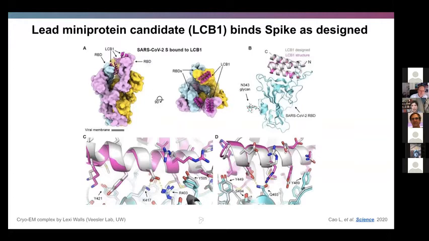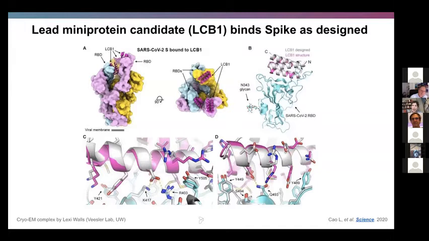So this triangle object shown here, this is a top view and this is a side view. This is the viral spike protein, and this little ribbon thing is our design protein. First of all, you can see that it's binding to the virus, and the spike protein is a trimer, so there are 3 copies that bind.